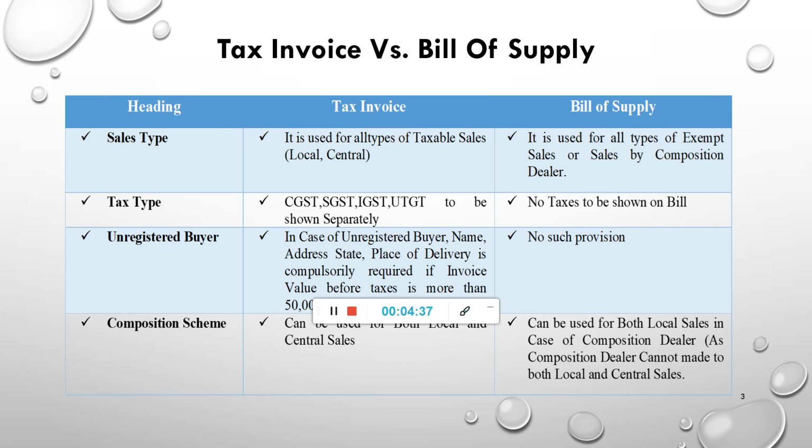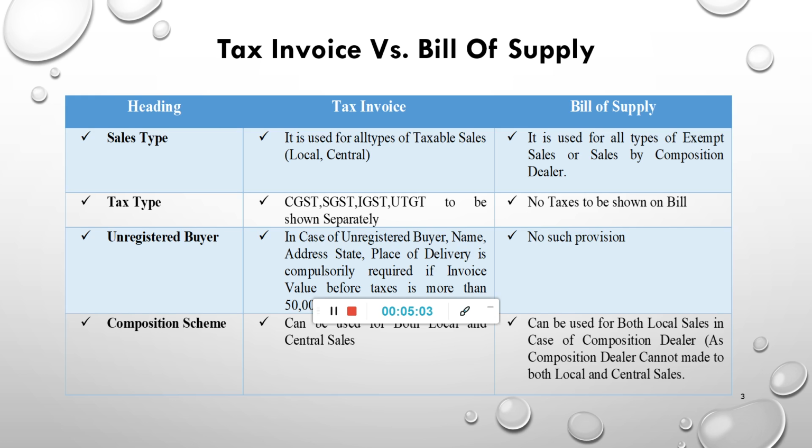Now I'm going to discuss the difference between a tax invoice and a bill of supply. Start with sale type. A tax invoice is used for all types of taxable sales, which includes your local sale as well as central sale. Whereas a bill of supply is used for all types of exempt sales or sale by a composition dealer.